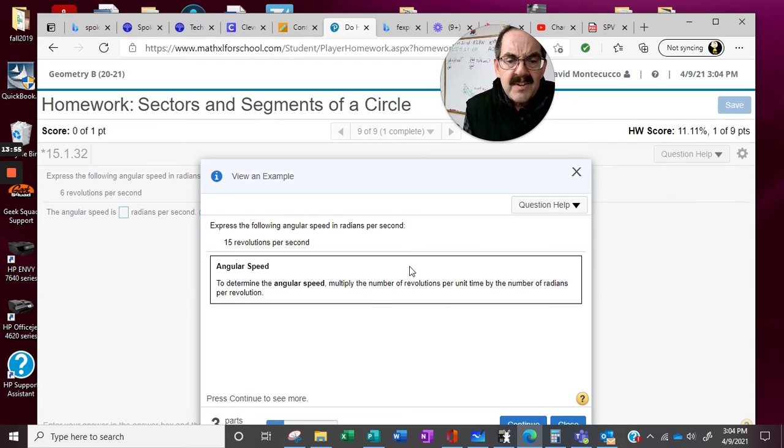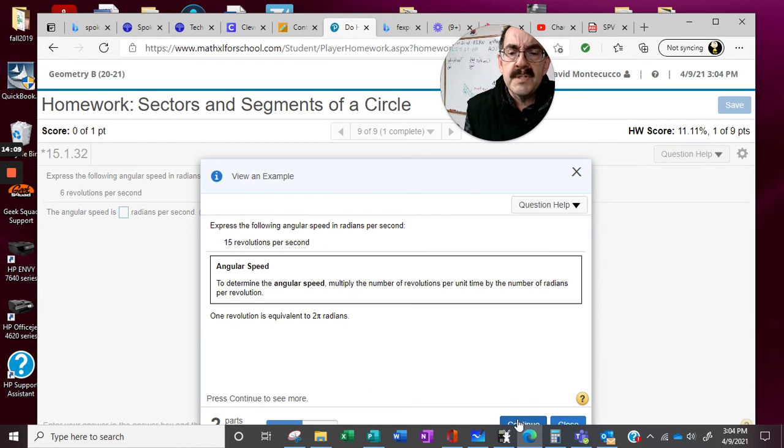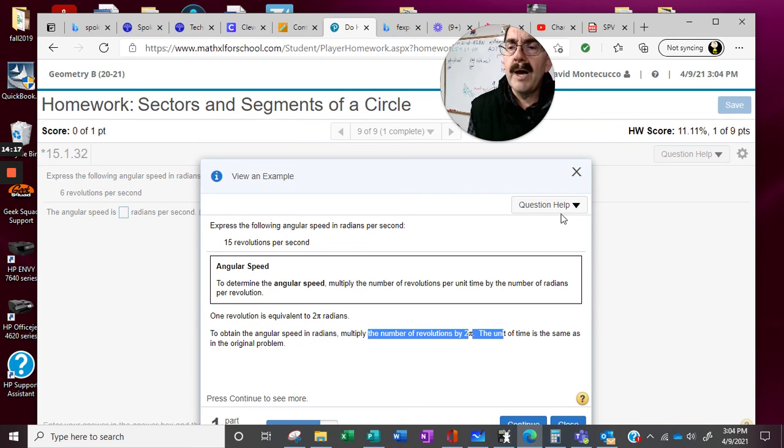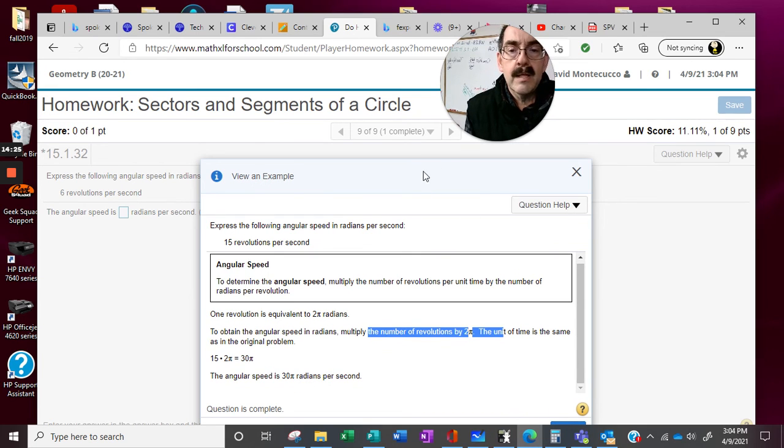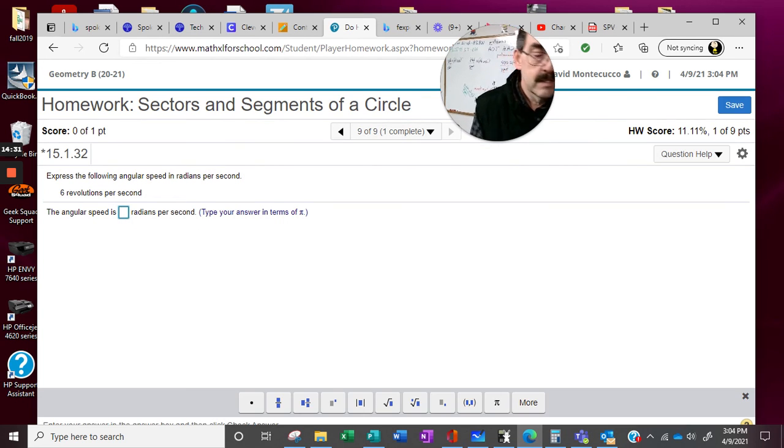Okay, let's see if they'll give us a tip. Angular speed: multiply the number of revolutions per unit time by the number of radians per revolution. 1 revolution is equivalent to 2 pi radians. To obtain the angular speed, multiply the revolutions by 2 pi. Well, we have 6 revolutions times 2 pi, that'd be 12 pi. Okay. 12 pi. I wonder if it's going to be that easy. 12 pi.